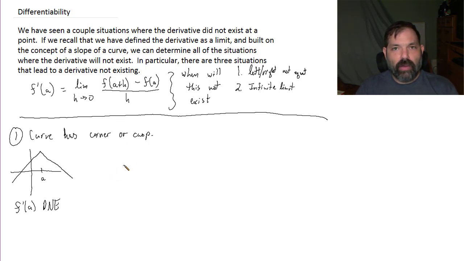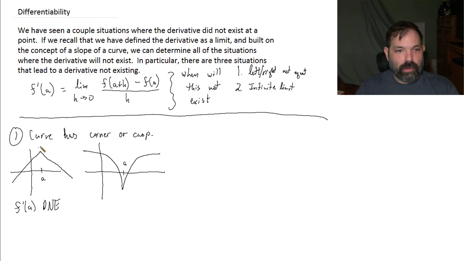Another situation that's similar is if we have what's called a cusp. A cusp might look something like this. We have a curve that does something like this, and then that. This shape right here, where again, here's the a value, this shape is called a cusp. Right? This is a corner, and this shape is a cusp.